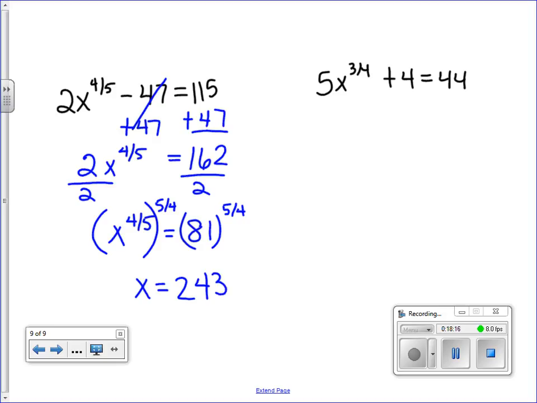Is it going to be plus or minus? Because it's an even denominator. That could be 3 that got me there, but it could also be a negative 3 that got me there. So I have to put plus or minus, because a positive 3 to the 5th power is 243, but a negative 3 to the 5th power is negative 243.